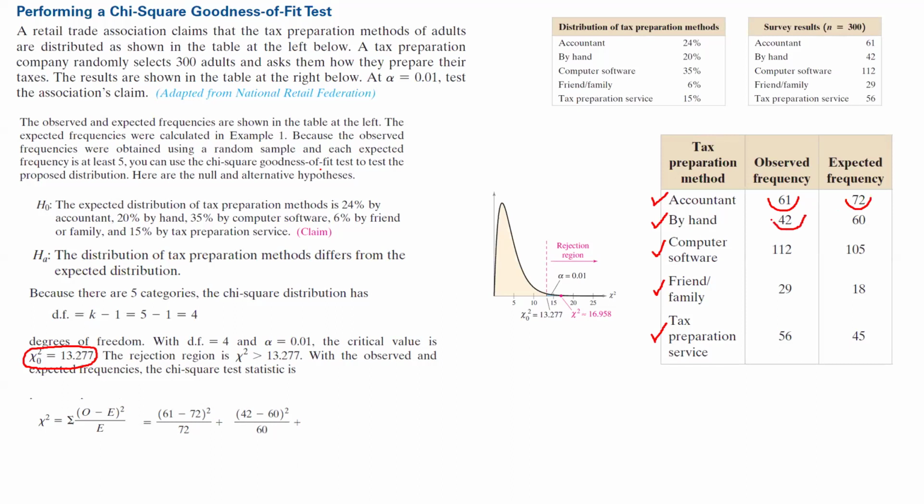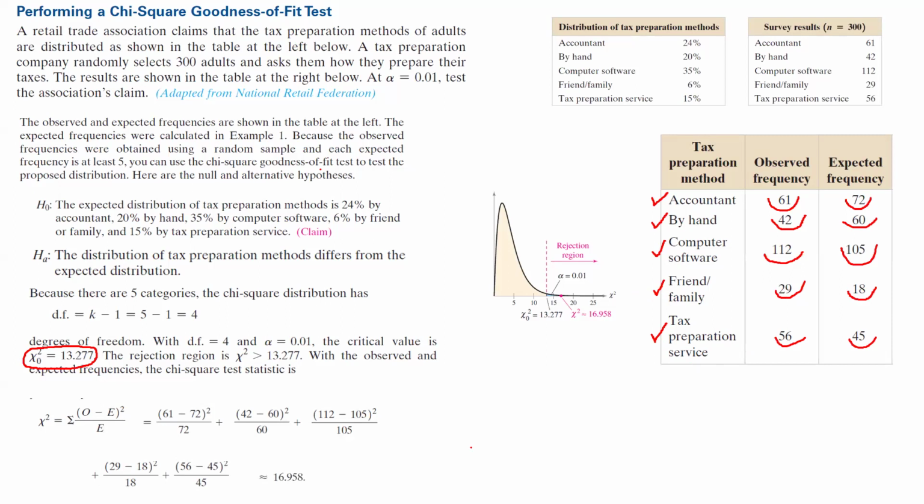42 minus 60, divided by 60. Remember, you need to raise it to the second power as well. Plus the next category, computer software. Observed value is 112 minus 105, which is the expected value, to the second power divided by the expected value, which is 105. Plus the rest of the categories, friend and family, tax preparation service: 29 minus 18 to the second divided by 18. And finally, 56 minus 45 to the second divided by 45.